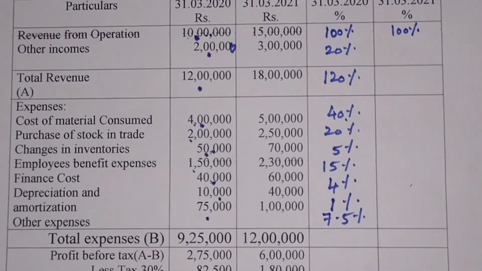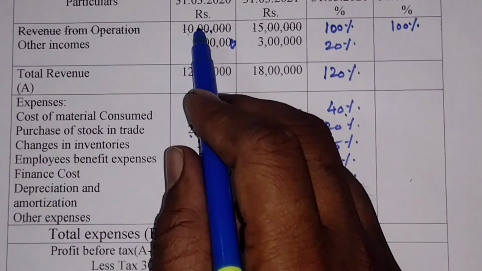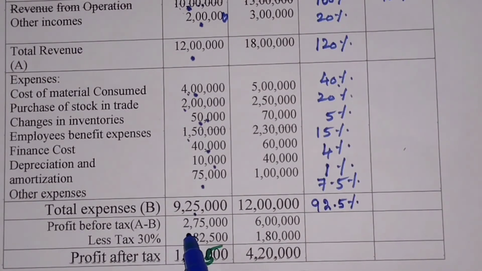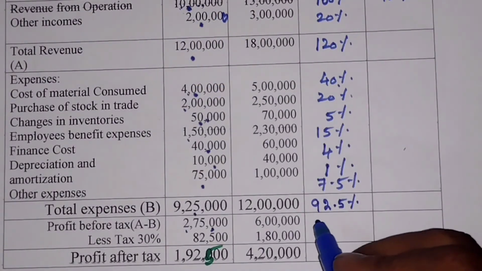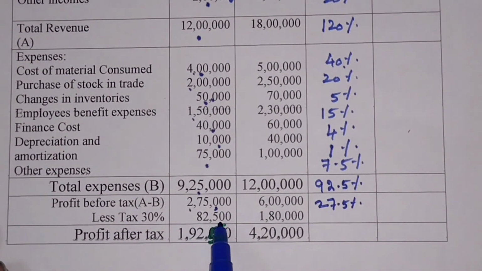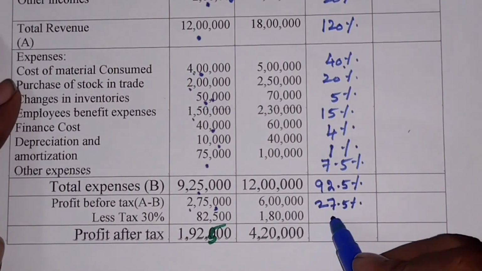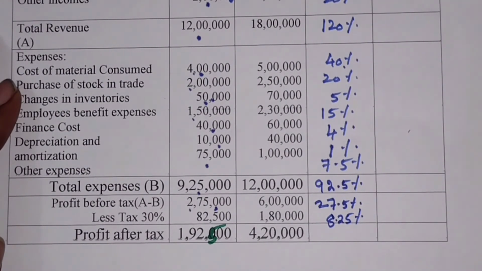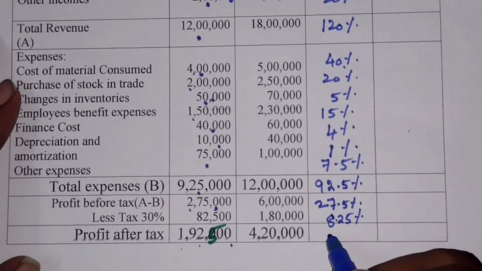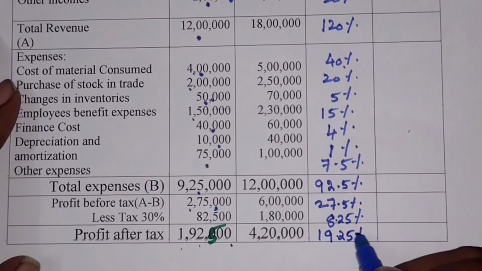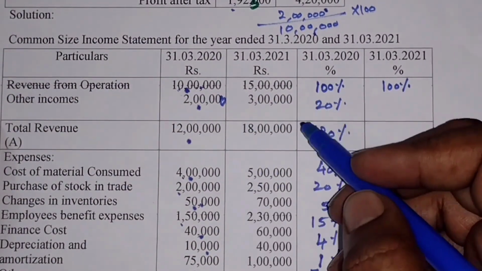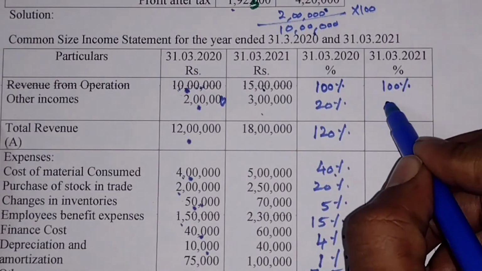Next one is 9,25,000 divided by 10 lakhs, it is 92.5%. Next 2,75,000 divided by 10 lakhs into 100, 27.5%. And 82,500 divided by 10 lakhs will be 8.25%. At last 1,92,500 divided by 10 lakhs is 19.25%. Yes. Continuing with the second case, 3 lakhs divided by 15 lakhs.